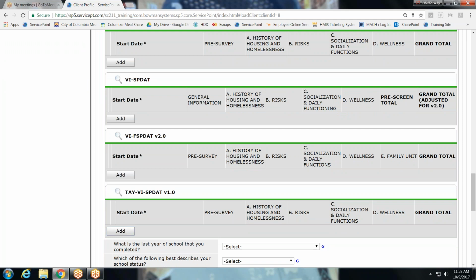All right, we're right here at the VI-F-SPDAT version 2.0. This is only for families. Before we begin administering it, we want to give our client a little bit of information about why we're doing this and what we need from them.